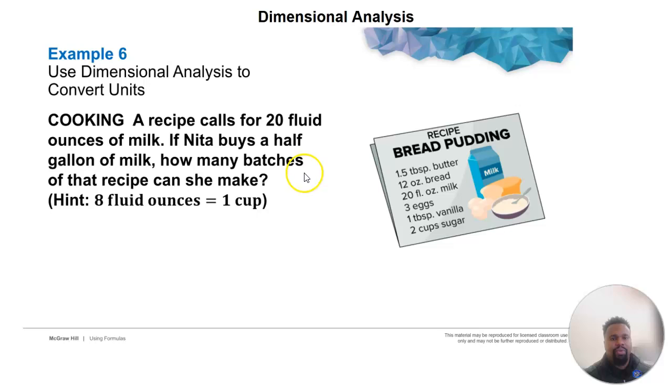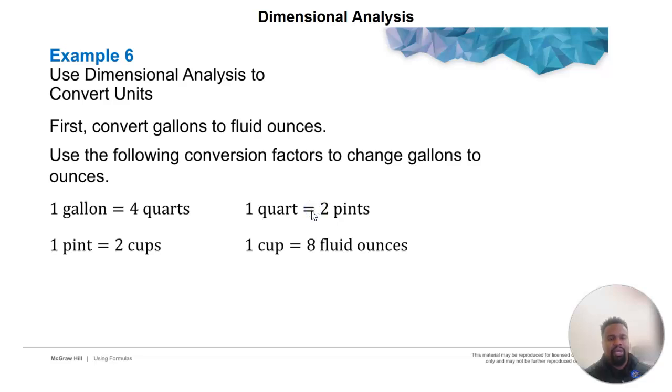So we need 20 fluid ounces of milk. How many batches can we make? All right, 8 fluid ounces equals a cup. So what we want to do is use our conversion factors to help us. We know that 1 gallon equals 4 quarts, 1 pint equals 2 cups, 1 quart equals 2 pints, and 1 cup equals 8 fluid ounces. So we're trying to convert here.